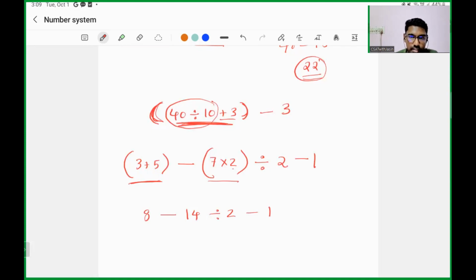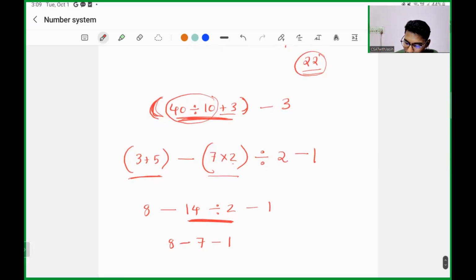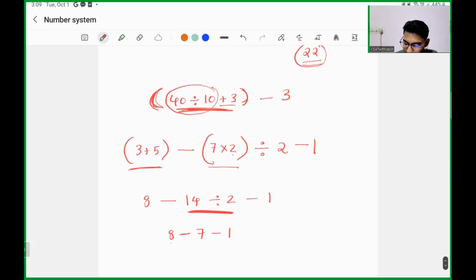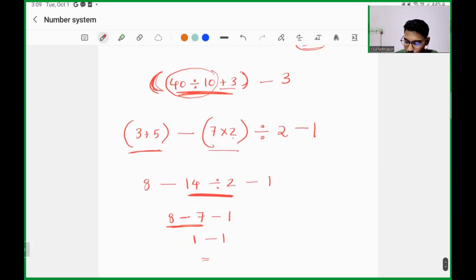Then order is not there. Then division is there, so you need to do this one next. 8 minus 14 divided by 2 is 7. 8 minus 7 minus 1. Now multiplication is not there. Addition is not there. Now subtraction is there. You have 2 subtractions, you do it simultaneously, no problem. 8 minus 7 is 1. 1 minus 1 is 0.